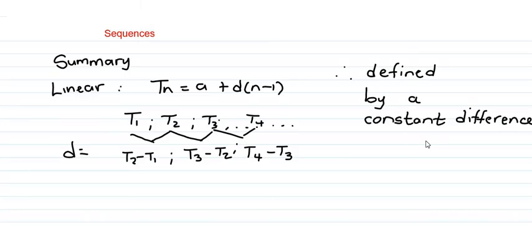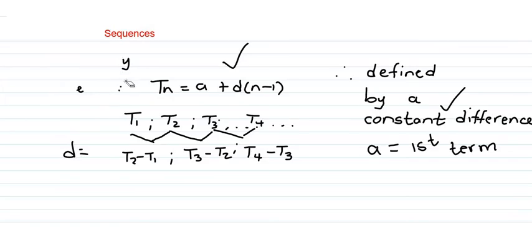So in general, I can repeat that linear number patterns, the general formula, this one, is defined by a constant difference, whereby A is the first term. Yes. And then, now we can move on to another type of number patterns.